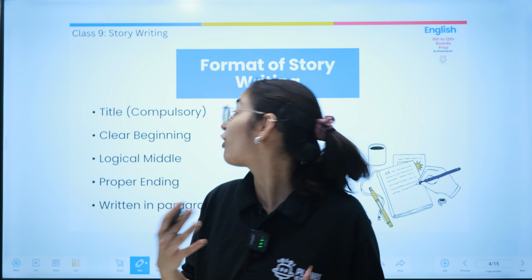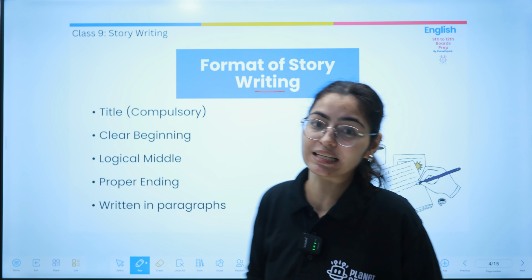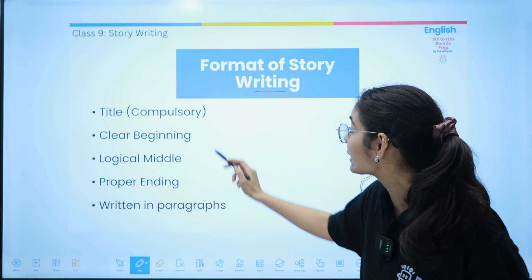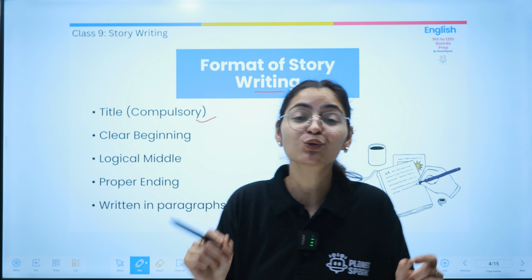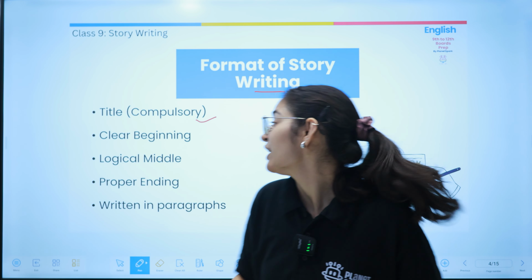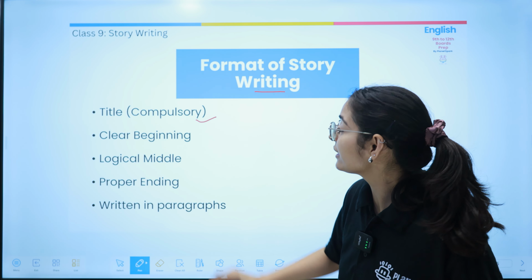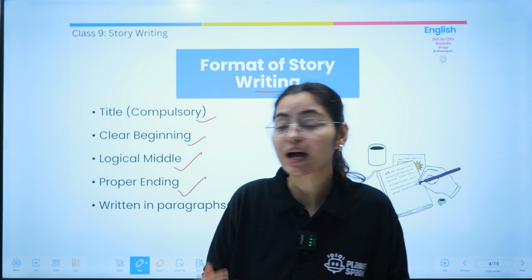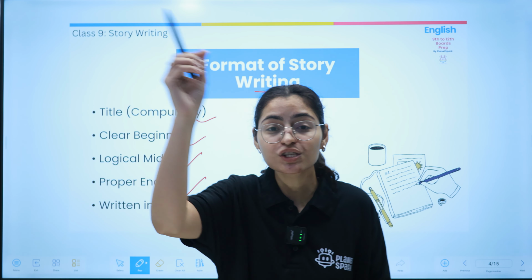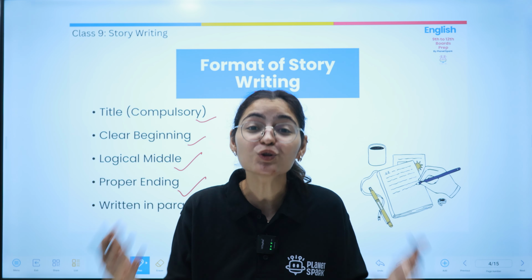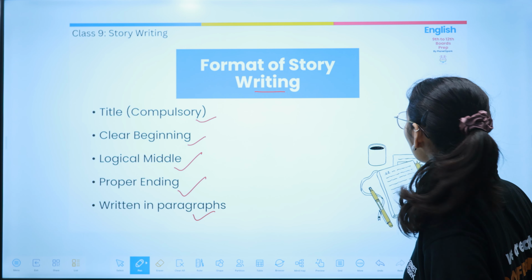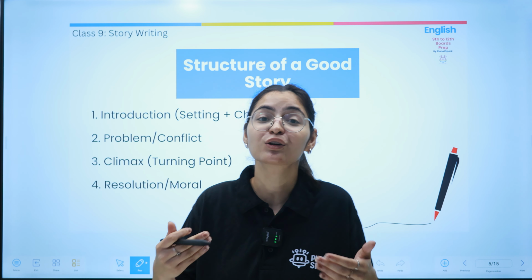Let's talk about the format of story writing. First, always remember that you must give your story a title. It is absolutely compulsory. Second, you must have a clear beginning, a logical middle, a proper ending, and you have to write in paragraphs. Do not just write in one paragraph because you'll lose marks even if your idea is good.